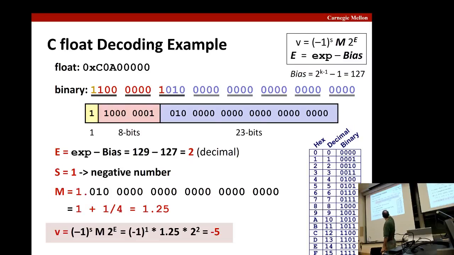And so the actual value of this floating point number is -5, because it's the sign bit times 1.25 times 2 to the 2, which is 4, and 1 1/4 times 4 is 5. All right, is that clear?